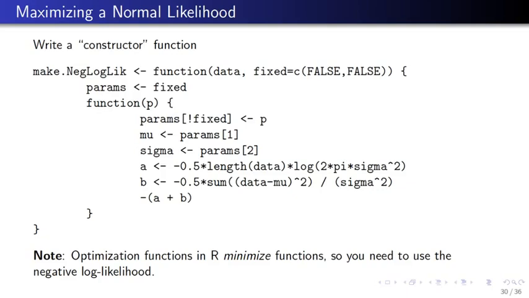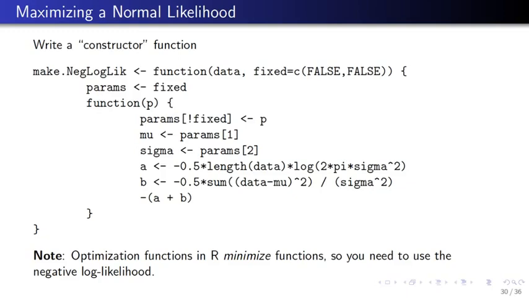So here I've got a constructor function that's making a negative log likelihood because I want to minimize the negative log likelihood function. This is my objective function. It's going to depend on some data, and so that's the argument. The data is the first argument to this make.NegLogLik function. The second argument is a logical vector called fixed, and it determines whether or not I want to fix some of the parameters. Inside the constructor function, I define another function which takes an argument called p for the parameters, and this is going to be the parameter vector that I want to optimize over.